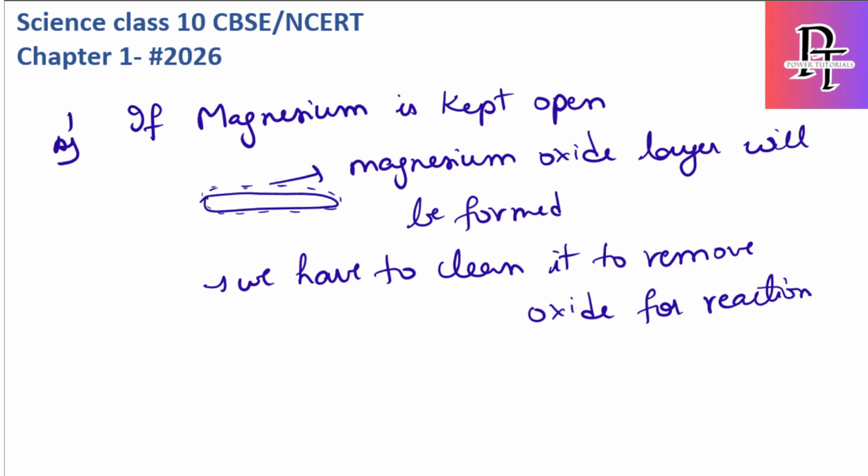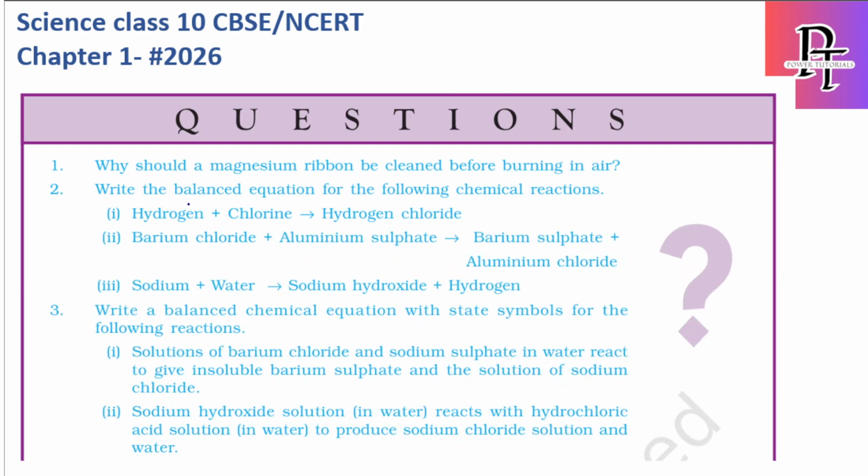Okay, what is the second question? Write the balanced equation for the following chemical reactions. We'll cover only the first one as of now, and the remaining questions, as I told, I'll keep the solutions in the live session, mostly tomorrow at 9 p.m. I will try to keep a live session. So the first question we'll solve and close it for today, part 1: hydrogen plus chlorine giving rise to hydrogen chloride.